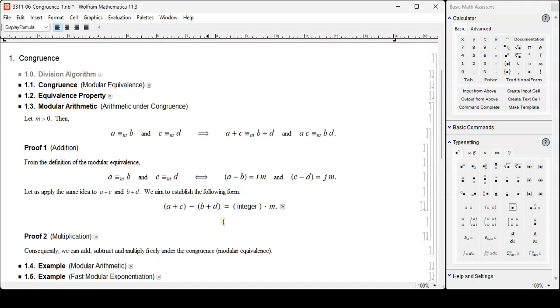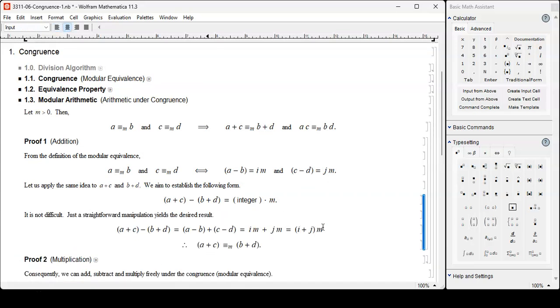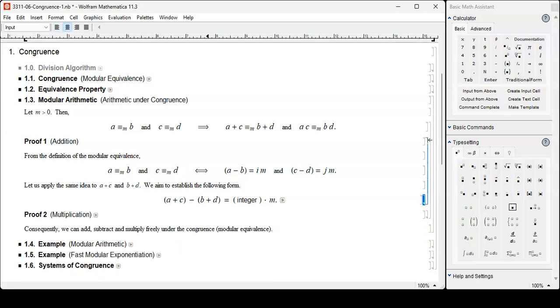Well, stop the playback and try on your own. Got it done? I can change the order of operation like this. Let's put some space in between. So, A minus B, C minus D. If I distribute these negatives, they are both negative. And then A minus B is IM, and C minus D is JM. So I can factor M out, and what's left is an integer. So you see we have M times integer, and that's precisely what we wanted to prove. This completes the proof. Consequently, these two are congruent. So that completed the proof for addition.